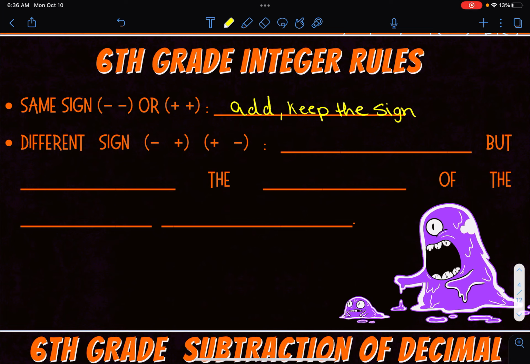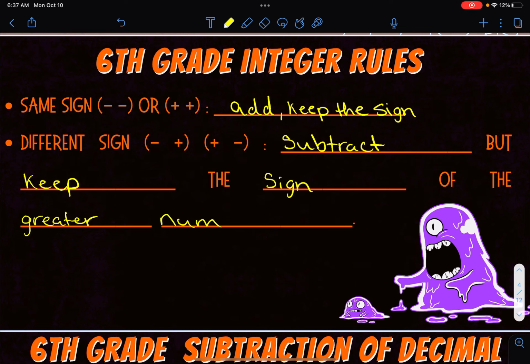And then different signs. If your signs are different, if you have a negative and a positive or a positive and a negative, what do we do? We're going to subtract. So with different signs, you subtract, but what do we keep? We keep the sign of the what? That's correct, of the greater number, or absolute value, either one. Greater number or absolute value, okay?